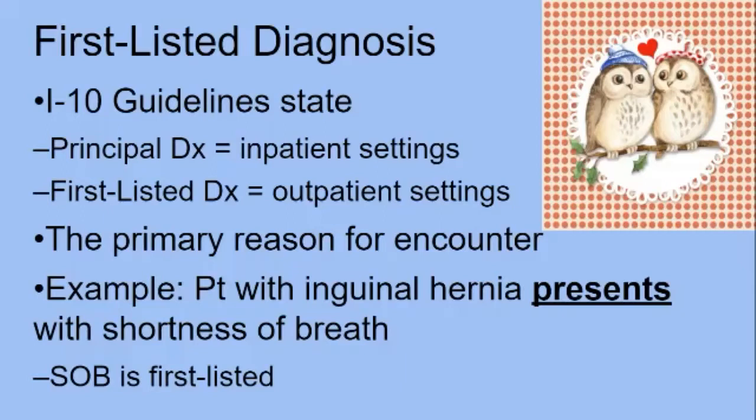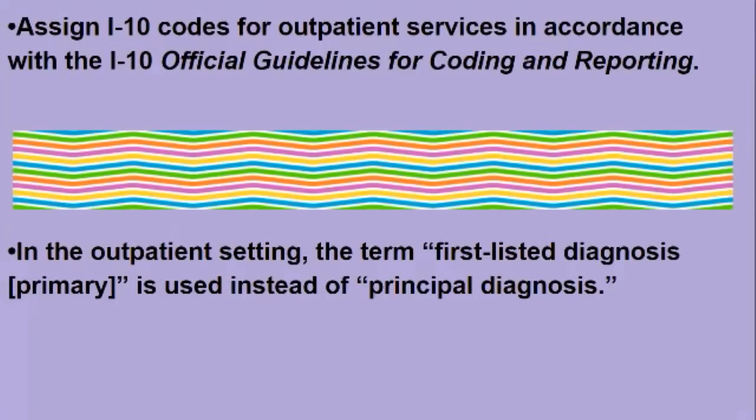For example, if the patient has a hernia and presents with shortness of breath, what is your first listed diagnosis? It's the shortness of breath. It's what they actually walked into the doors for. You assign ICD-10 codes for outpatient services in accordance with the ICD-10 official guidelines for coding and reporting. In the outpatient setting, the term first listed diagnosis is used instead of principal diagnosis.